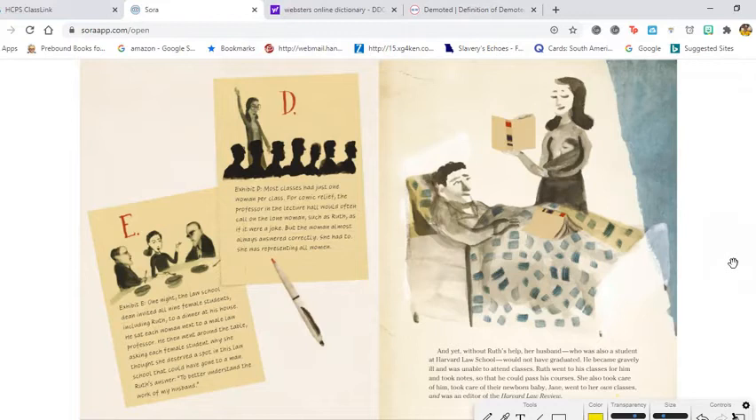And yet, without Ruth's help, her husband, who was also a student at Harvard Law School, would not have graduated. He became gravely ill and was unable to attend classes. Ruth went to his classes for him and took notes so that he could pass his courses. She also took care of him, took care of their newborn baby, Jane, went to her own classes, and was editor of the Harvard Law Review.